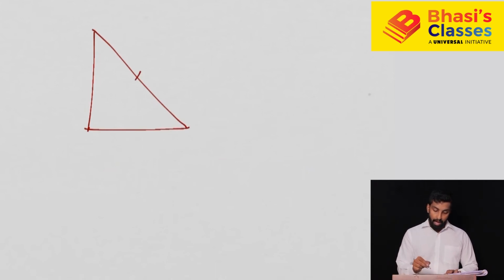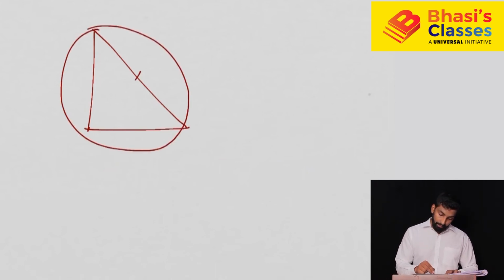Now, what about if you draw a circle on a right angled triangle? What will be the radius? Half of the hypotenuse. You will draw like this, right? So this will be the radius. So that is actually half of the hypotenuse.